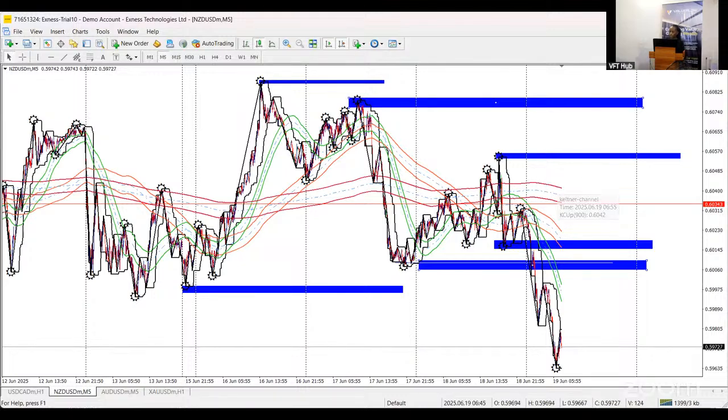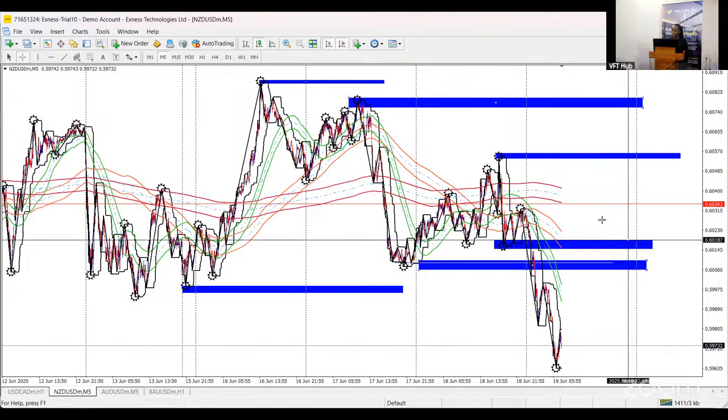For the sake of those who are not the students of the VFT Academy, I'm going to call out the price points so you can look at that on your naked chart as well. So first POI on M5 is 0.60075. Second point of interest is 0.60167. The third point of interest is now here.